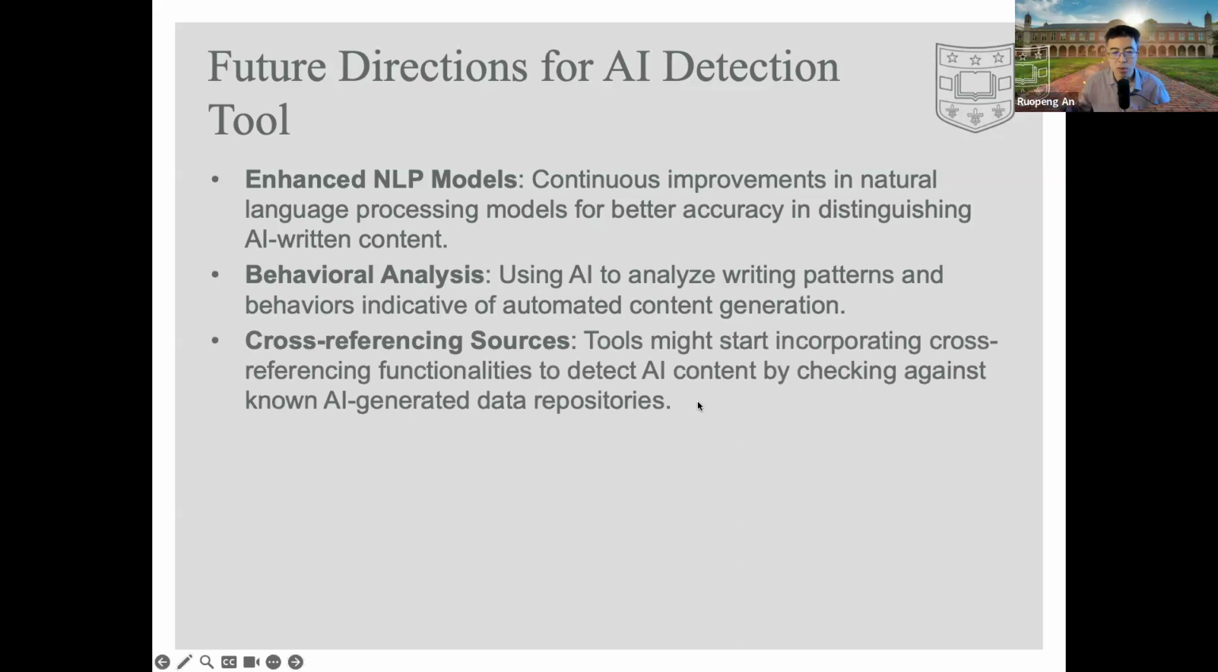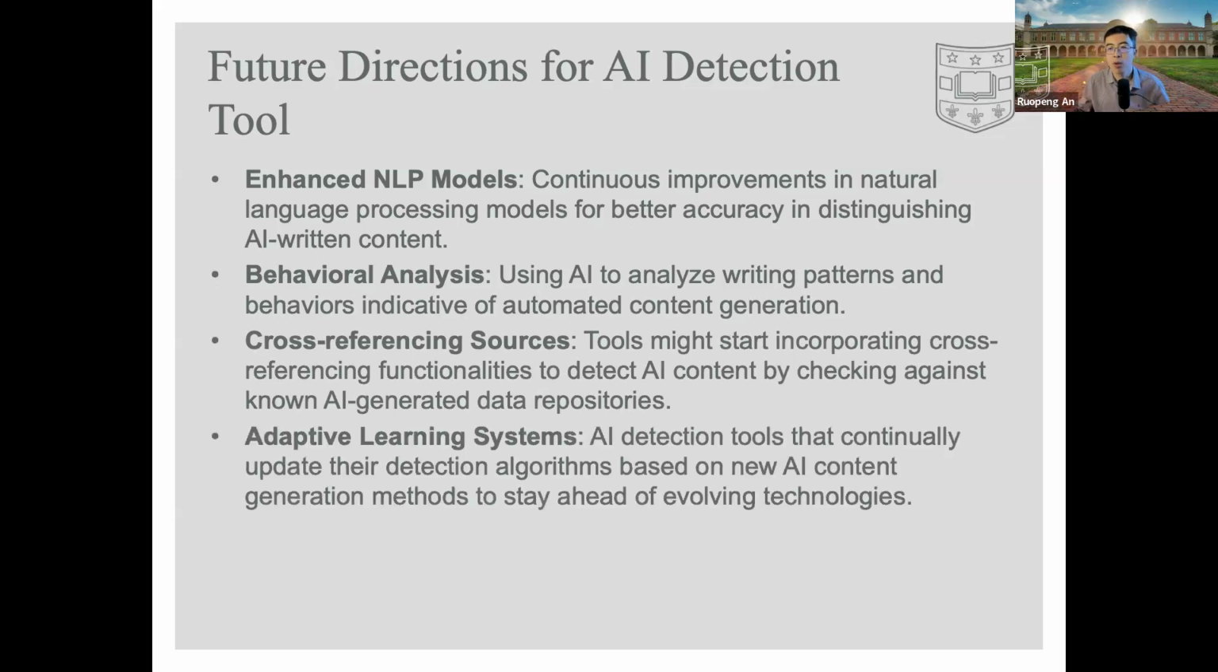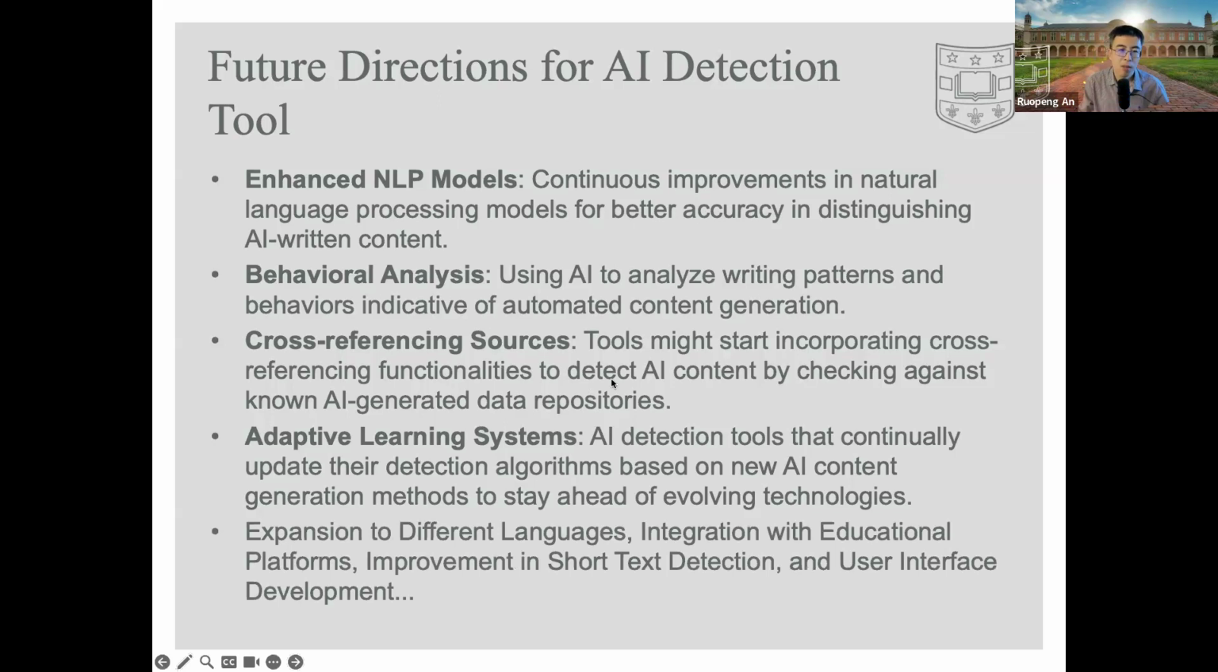And cross-referencing sources, the tools might start incorporating cross-referencing functionalities to detect AI content, given we have a well-curated dataset. And AI detection tools may continuously update their detection algorithms based on the new AI content-generated models and methods. And there are many other potential algorithms that we can try out, for example, expansion to different languages, integration with educational platforms, improvement in short text detection, improvement of user interface, etc.